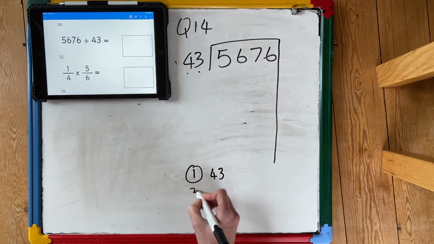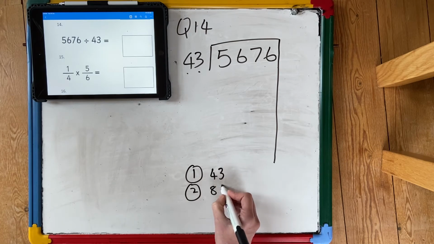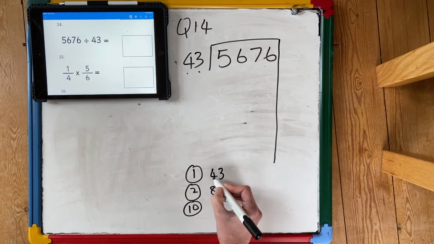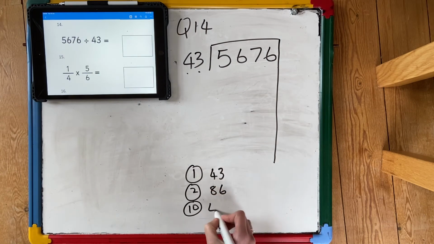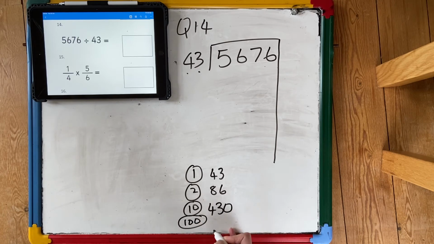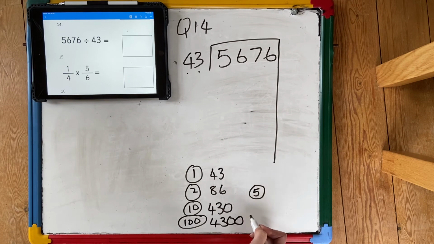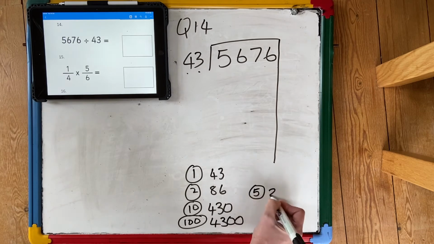What is 2 times 43, double that, is 86. What is 10 times 43? Well, there's 43, times it by 10, 430. What's 100 43s? Well, times that by 10 again, 4,300. What's 5 43s? Well, 10 43s is 430, so half of that would be 5 43s, so it would be 215.